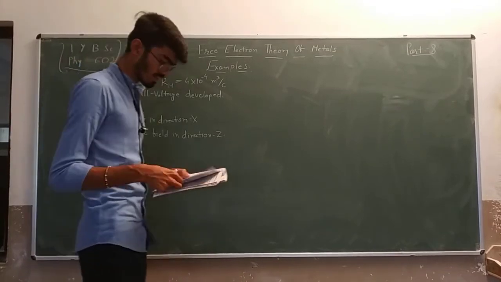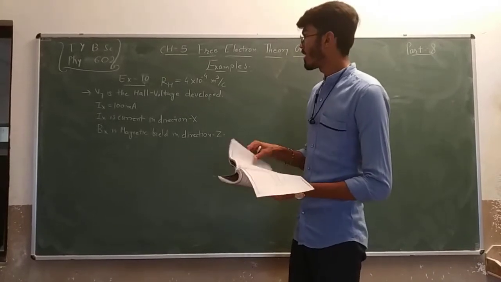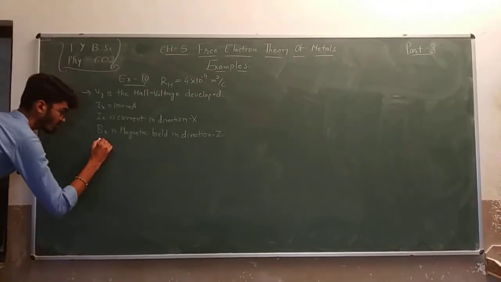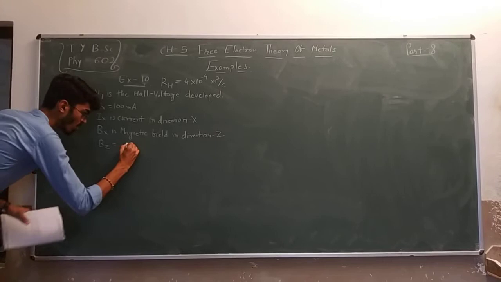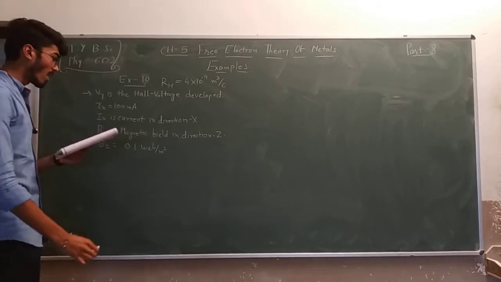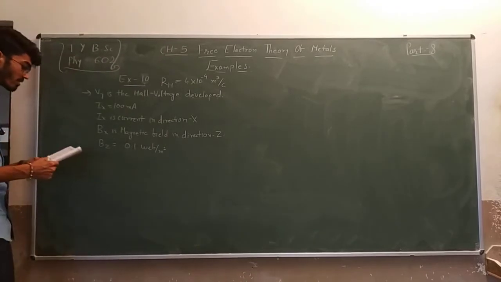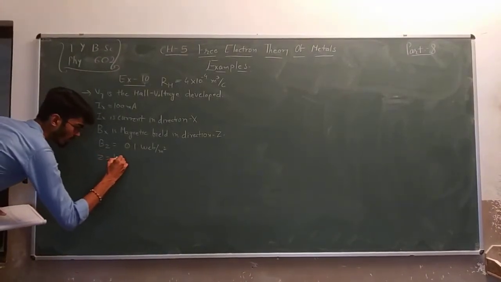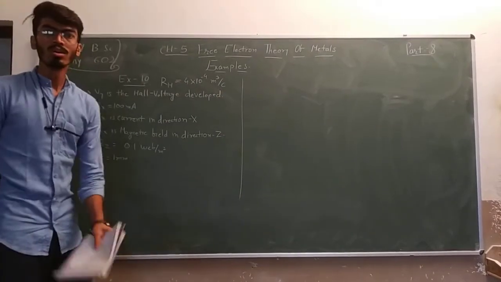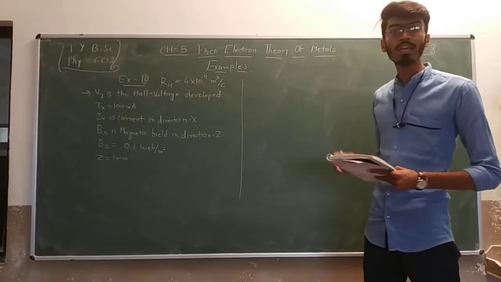So now here we calculate the EMF generated in the case of InSb. Here B_z is equal to 0.1 weber per meter square, R_H is equal to 4 × 10^-4 meter cube per C, and Z is equal to 1 mm. So now we know the equation to find the EMF in the InSb sample.